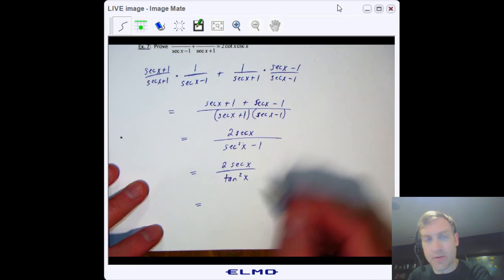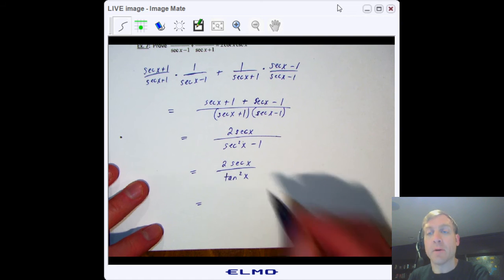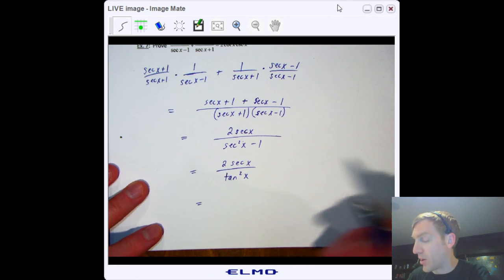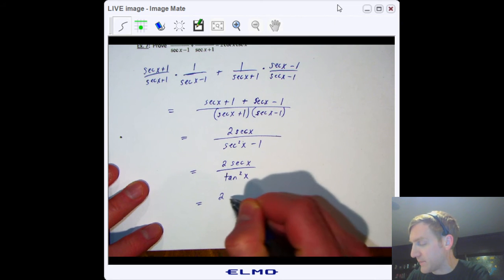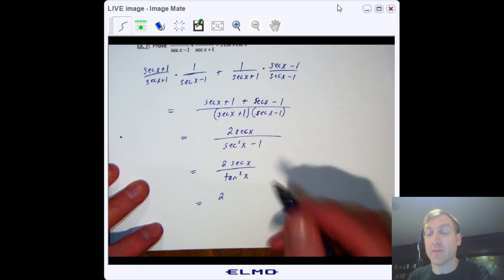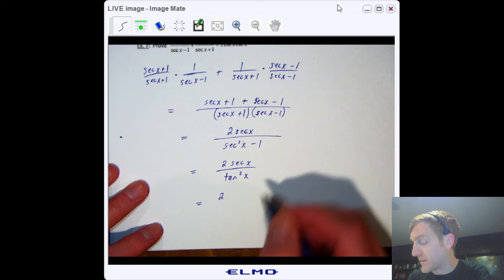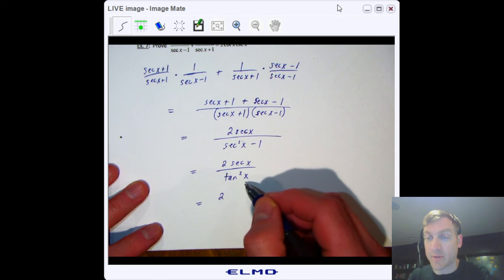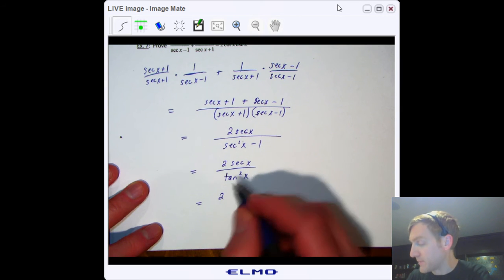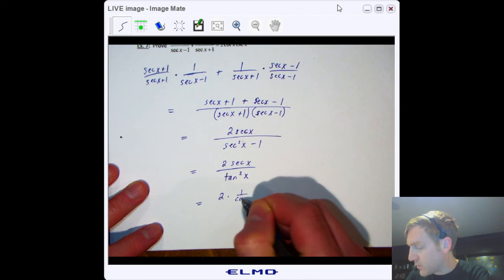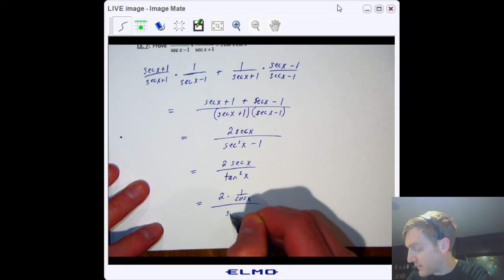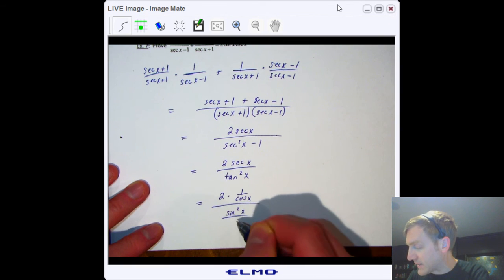Well, I don't see any other identities I can use right now, but remember a skill we use. If you're not sure what to do, write all your trig functions using sine and cosine. I was getting ahead of myself there. So again, if you don't know what else to do, try writing all the trig functions using sine and cosine and see what happens. So, secant x we know is 1 over cosine x, and tangent is sine over cosine. So tangent squared x is sine squared x over cosine squared x.